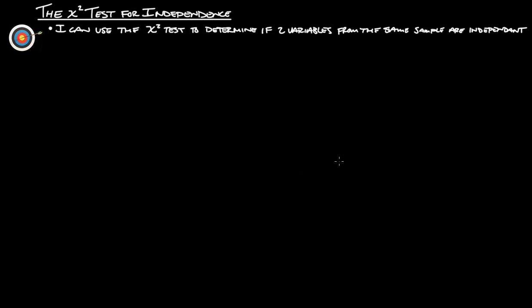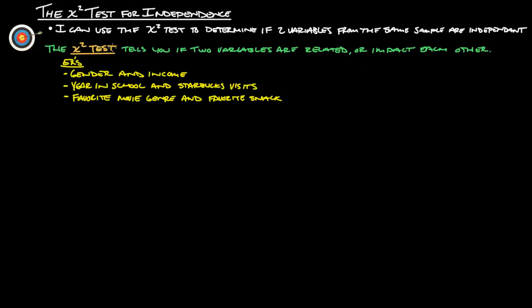I'm going to take you through the notes on chi-squared test for independence. At the end of this, you should be able to say, I can use the chi-squared test to determine if two variables from the same sample are independent. The chi-squared test tells you if two variables are related or impact each other.